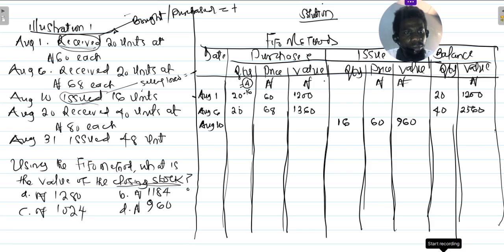Now let's move to the balance. Now we have 40 as the balance before. Now we've sold 16 out of it. When we subtract it, we have 24, while the value is 1,600. Now let's move to August 20.